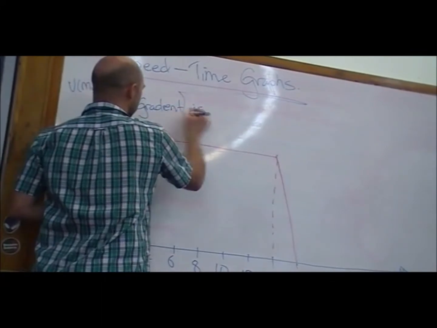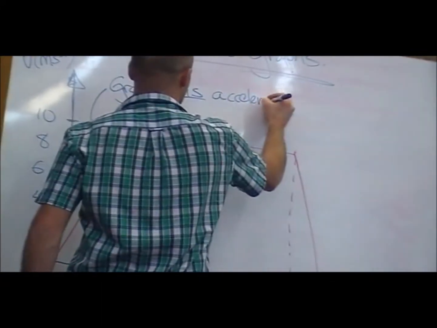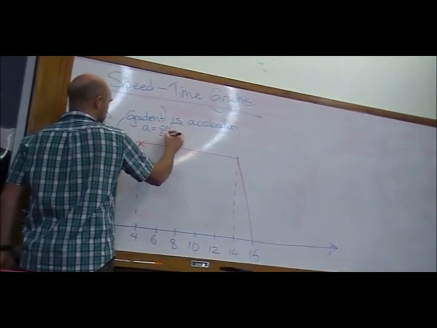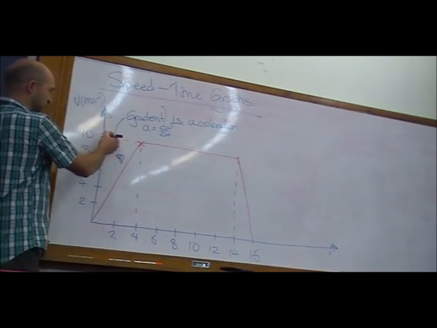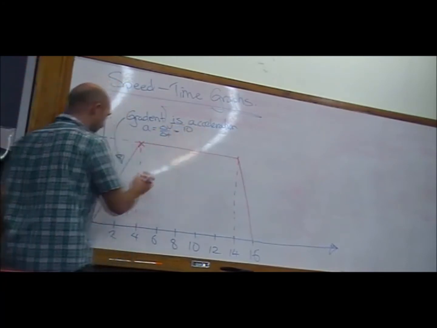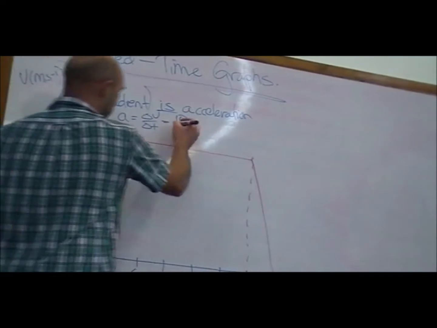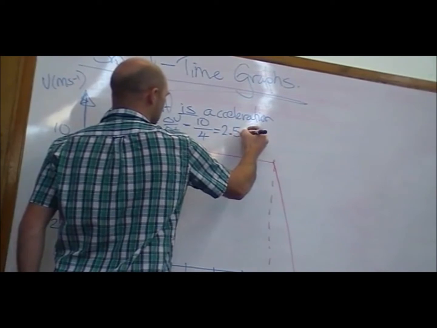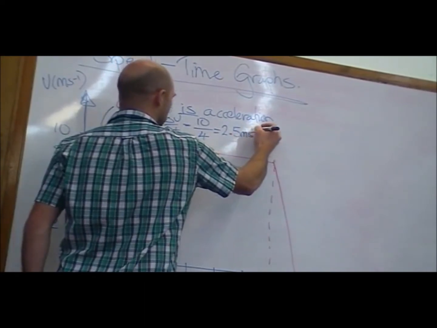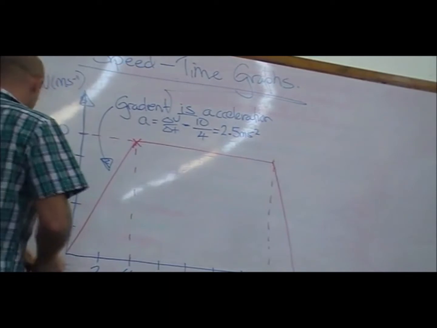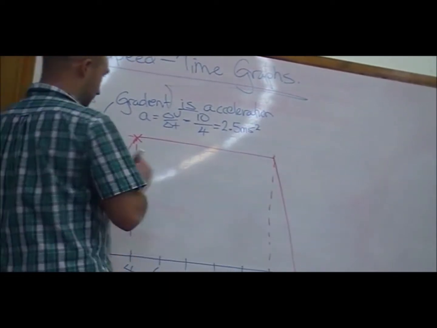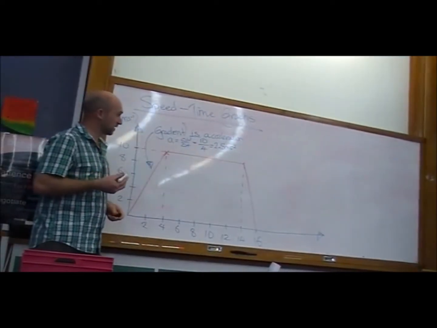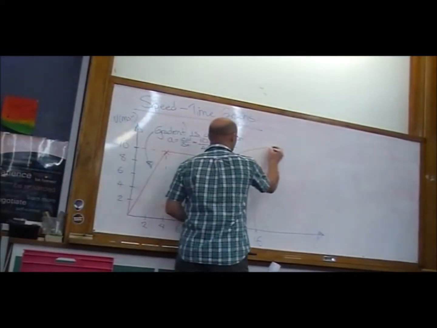Gradient is acceleration. And so we can read it off there. Acceleration, change in speed over change in time. From 0 up to 10, she's changed in speed by 10. From 0 to 4, changed in speed by 4. 2.5 ms minus 2. The second thing that we can read off this graph is the horizontal line. Horizontal line on a speed time graph shows us constant speed.